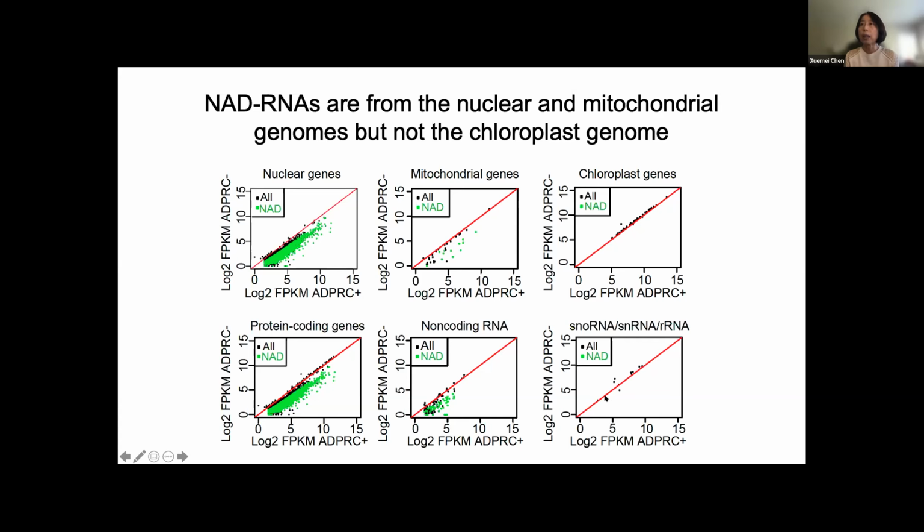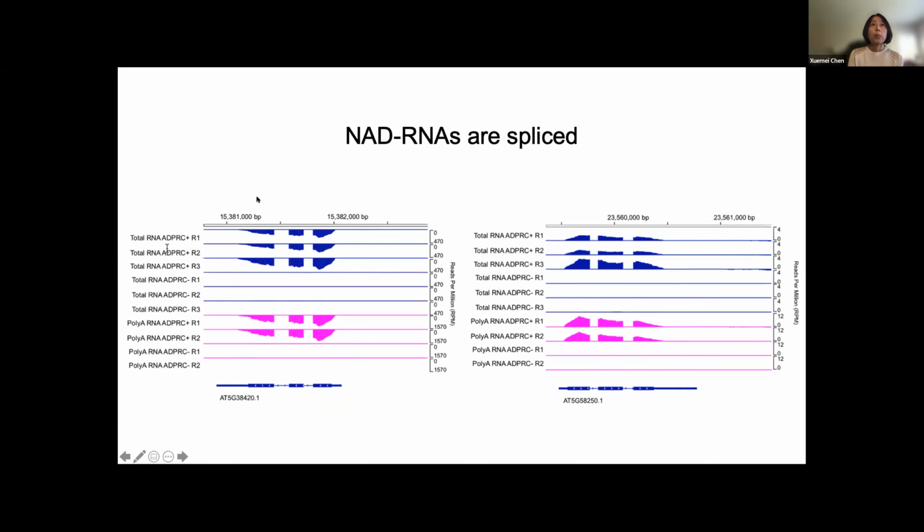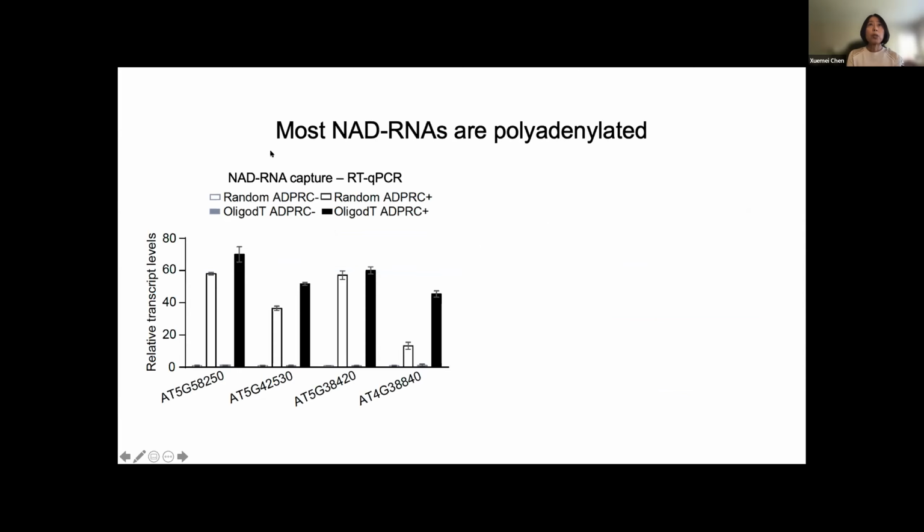By looking at the browser views of these protein coding NAD RNAs, it's very obvious that they do not have introns. These are the ADPRC plus tracks, and these three are the ADPRC minus tracks. And you can clearly see the removal of these introns. So NAD RNAs are spliced. And we also found that NAD RNAs are polyadenylated.